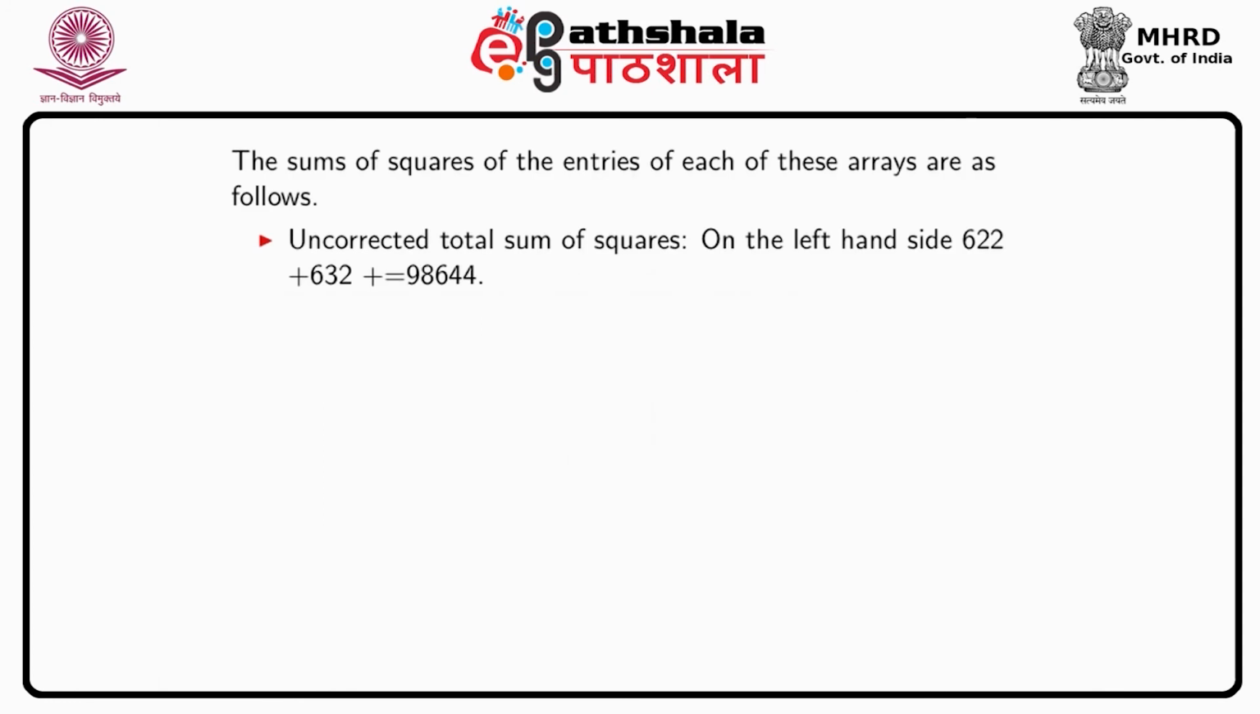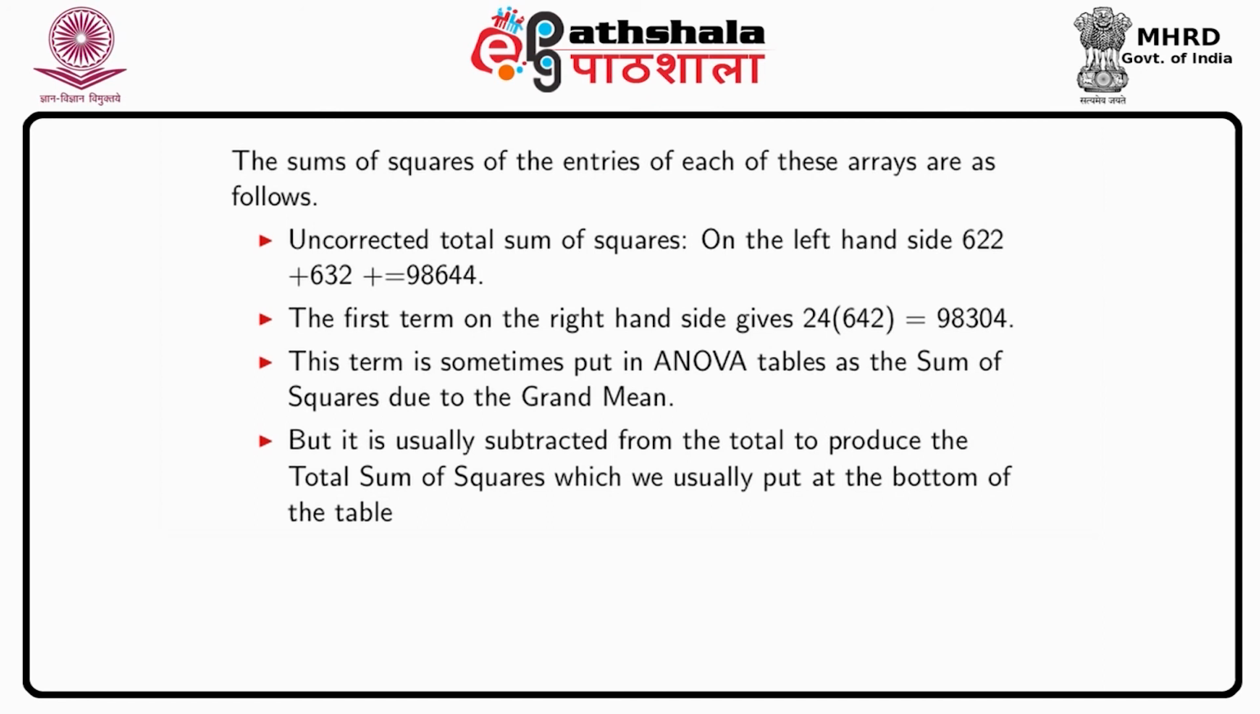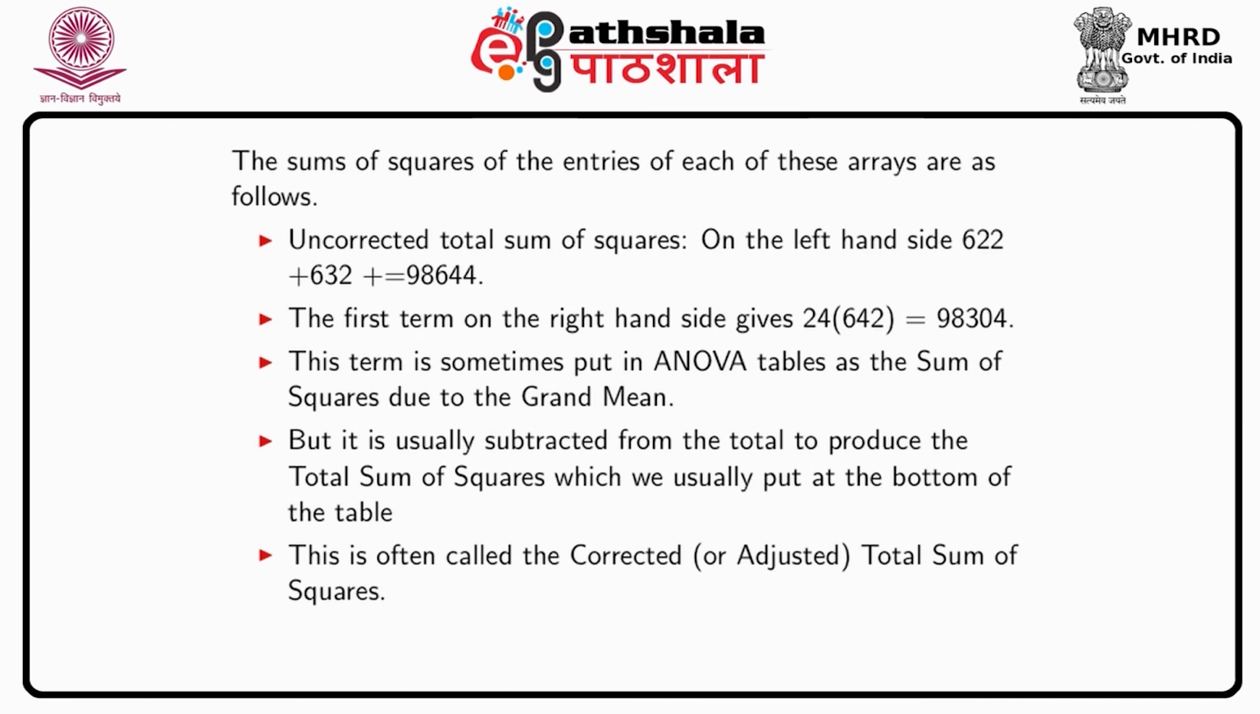The sum of squares of the entries of each of these arrays are as follows. So keeping in mind the previous matrices, the uncorrected total sum of squares would be on the left hand side 62 square plus 63 square and so on. The first term on the right hand side gives us 24 times 64 square. This term is sometimes put in the ANOVA table as the sum of squares due to the grand mean. But it is usually subtracted from the total to produce the total sum of squares, which we usually put at the bottom of the table. This is often called the corrected total sum of squares in the ANOVA table.